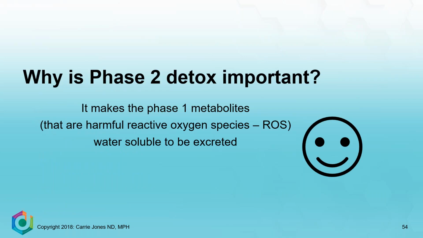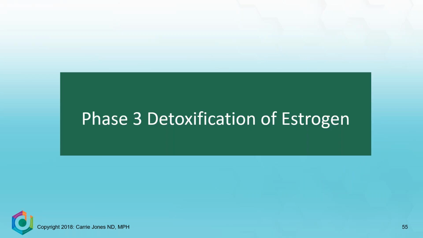So why is phase 2 detoxification important? Well, it's important because it takes those phase 1 metabolites that are harmful reactive oxygen species and makes them water soluble to be excreted. So phase 1 gets the ball rolling. It gets the water in the bathtub, and your phase 2 is what neutralizes it. It's the drain that then sweeps it out of the body, or out of the house, out of your clawfoot bathtub, so you can properly excrete it. So how do you properly excrete it? Well, now we move into phase 3 detoxification of estrogen.